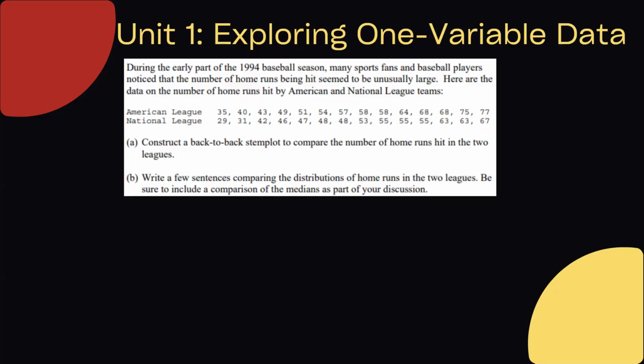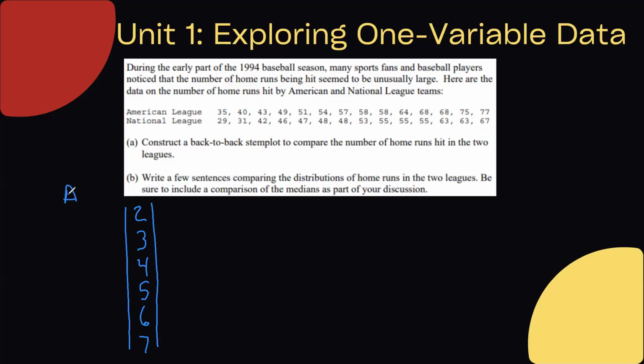You can't do this on the calculator, but the data values are in order, so this makes it a lot easier. Remember, your stems go down the middle. We're going to use the tens. So we start at 20, 30, 40, 50, 60, and 70. We don't need any others because the data values fall outside of that range.